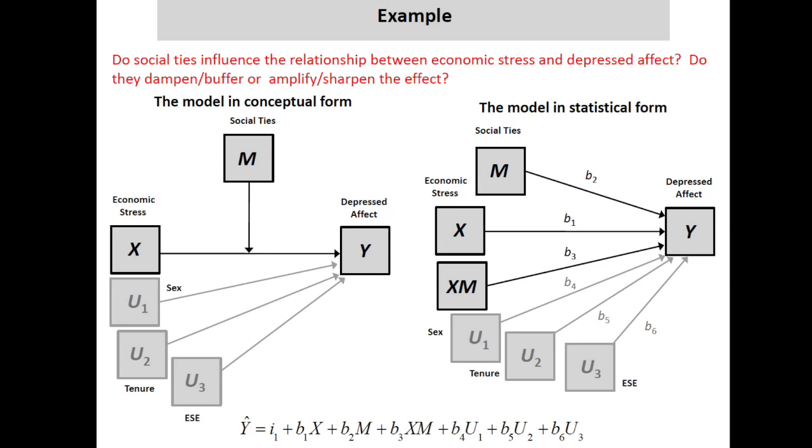So we want to know, do social ties influence the relationship between stress and depressed affect? Do these social ties somehow buffer or amplify the effect of stress on depression? So here's this model in conceptual form, where my focal predictor is economic stress. That's the variable whose effect I'm interested in quantifying on the outcome y. And then I say, well, that effect is, I believe, maybe moderated by social ties. And then I've got a bunch of covariates that I'm including in here. I did this earlier, so I'm going to stick with that.